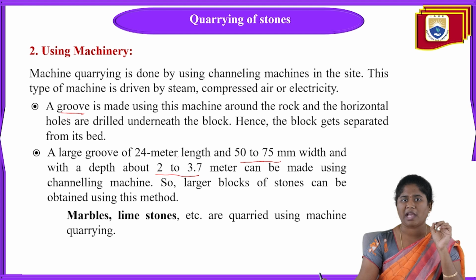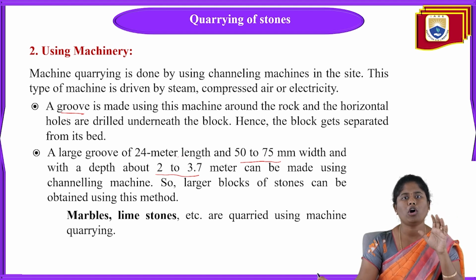And this groove size should be large: 24-meter length, 50 to 75 mm width, and 2 to 3.7 meter depth. Just by using this channeling machine only we can do this.